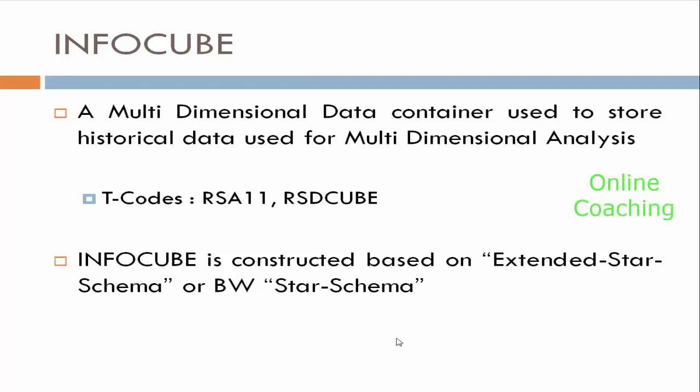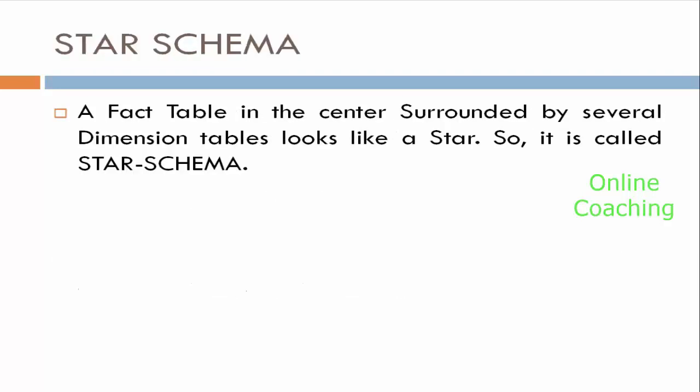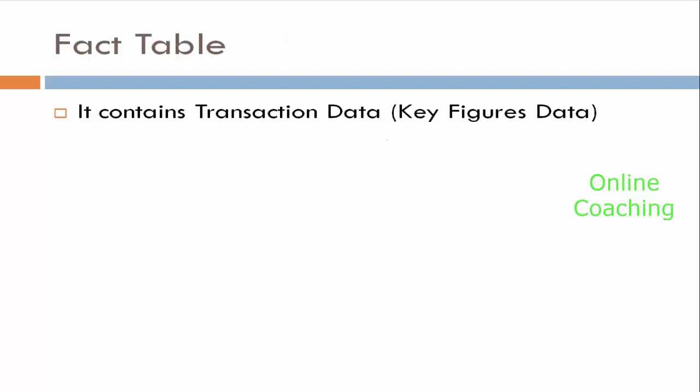So Infocube is basically constructed on star schema or extended star schema. As of now you have seen star schema. Now we're going to see what the extended star schema is. Star schema you know very well: a fact table in the center surrounded by several dimension tables, which looks like a star, so it is called star schema.